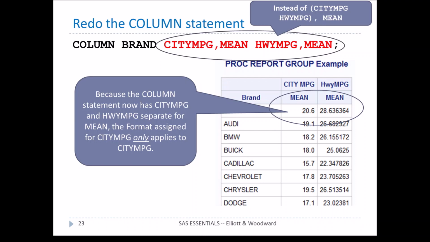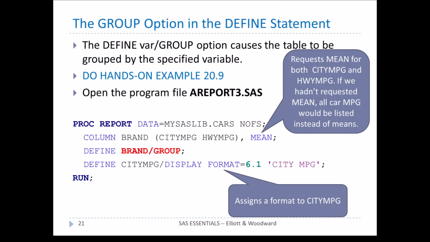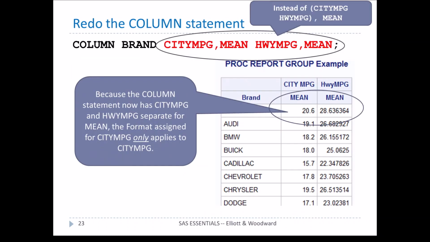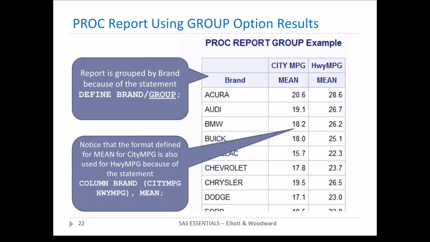If we took out the parentheses and said city miles per gallon, comma, mean, highway miles per gallon, comma, mean, then notice here that the column statement only has city miles per gallon and highway miles per gallon separate for the mean, but the format assigned only applies to city miles per gallon. So here we have sort of a separate thing. City miles per gallon has the format still applied, and if we back up, you can see where we define city miles per gallon as 6.1, and that still applies, but now it's lost for highway miles per gallon. But if we define them both within the parentheses as mean, then it applies that format to both of them as it did right here.